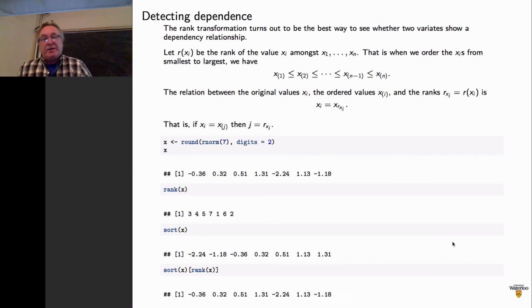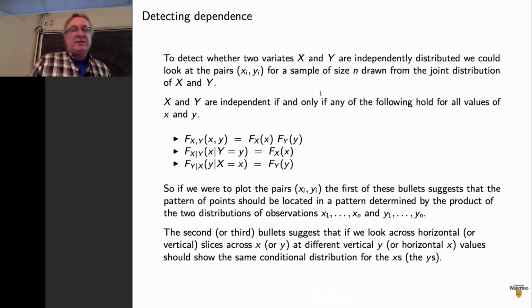Here's another transformation. And this one, if I'm thinking about detecting dependence, so this is a little bit of a walk. I hope we have time to finish this. A little bit of a walk that I want to tell, is there any stochastic dependence between two variables, between x and y? Okay, so you know the rank transformation. Rank preserves the order and not much else. Okay, so to detect dependence, or independence, think about what that means.